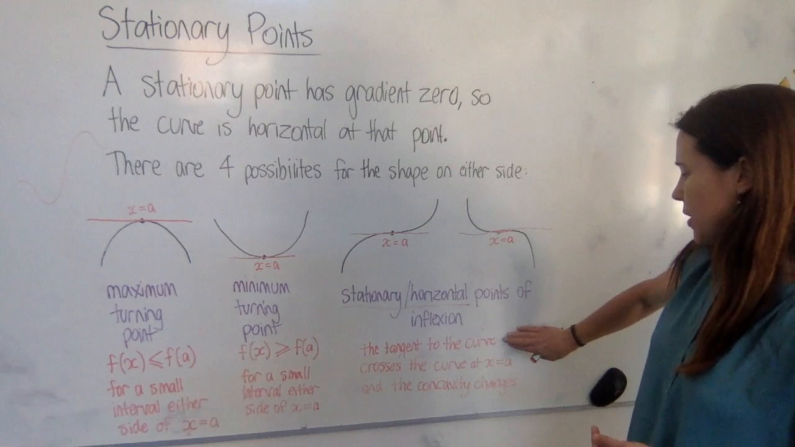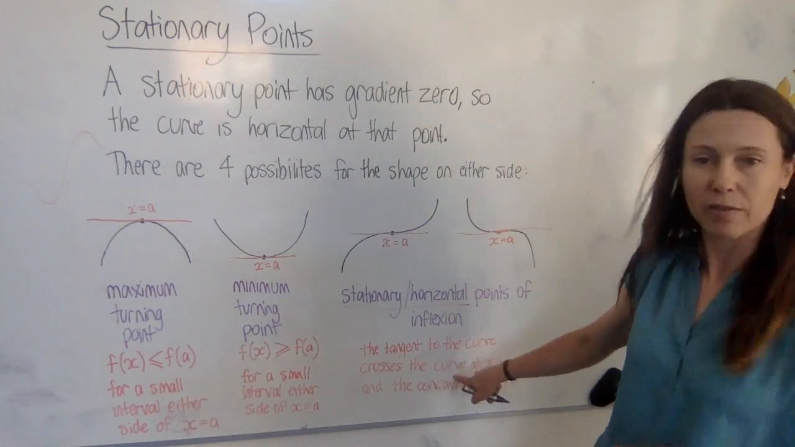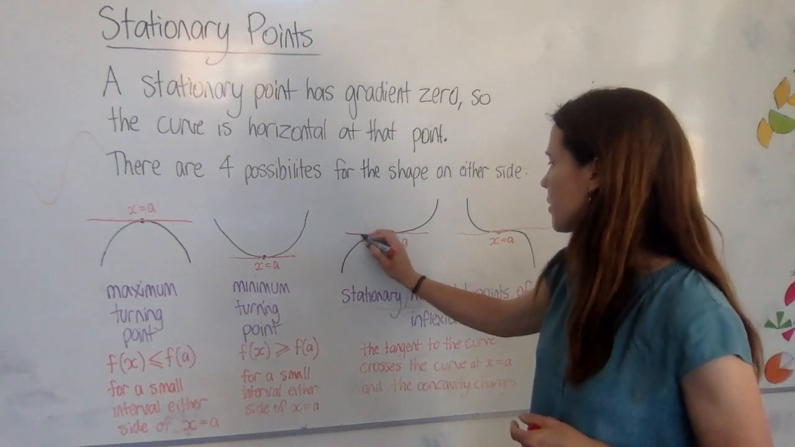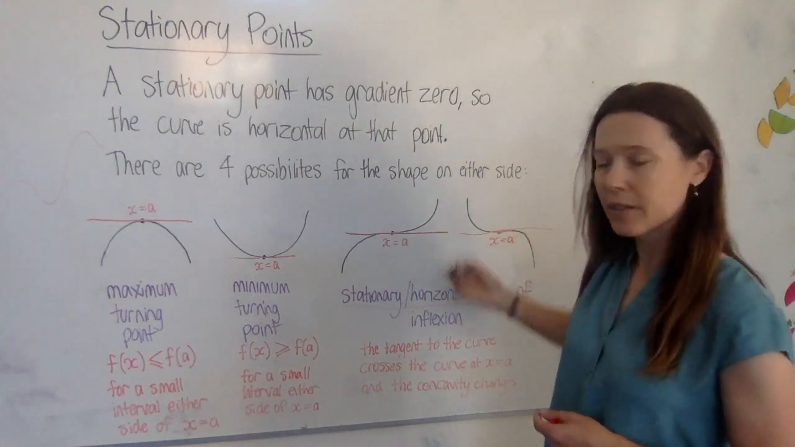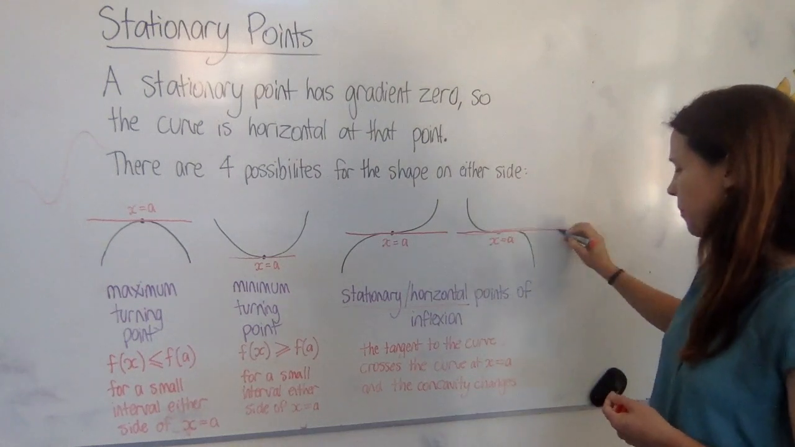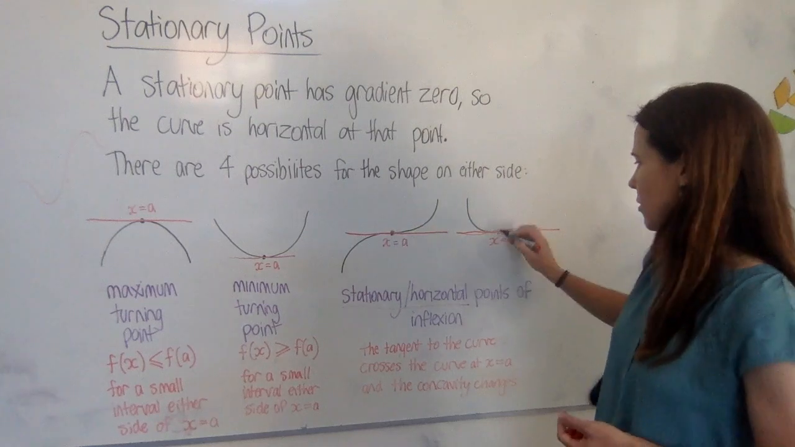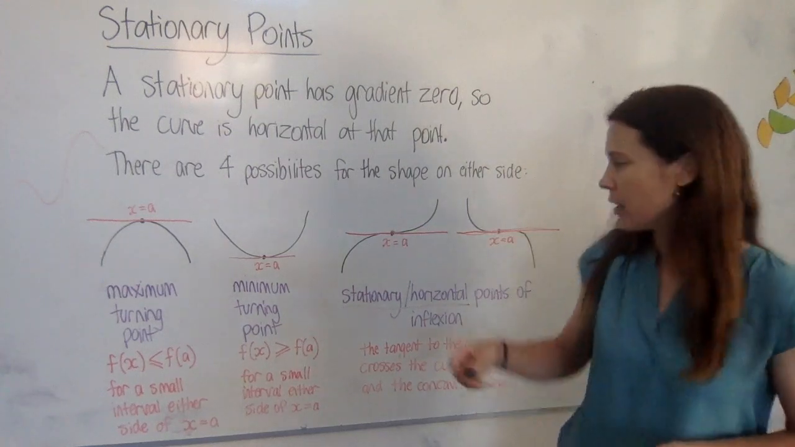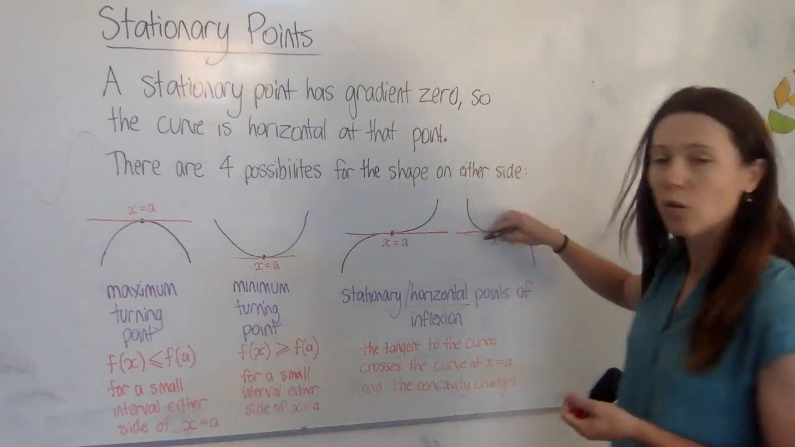Now what's happening here with these points of inflection is that the tangent to the curve actually crosses the curve. And you can see there that my line that's a tangent to the flat spot, it actually crosses over the curve itself in both cases. And the other thing that's happening in and around this point here, x equals a, is that the concavity is changing. So we go from being concave down to being concave up, or vice versa.